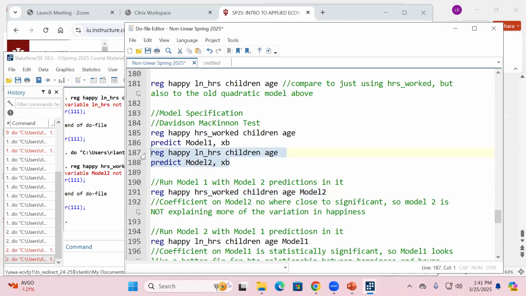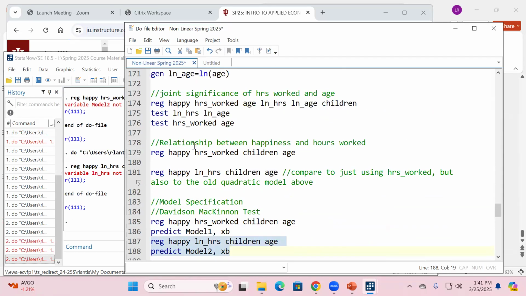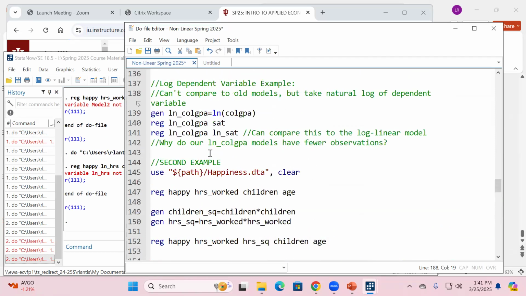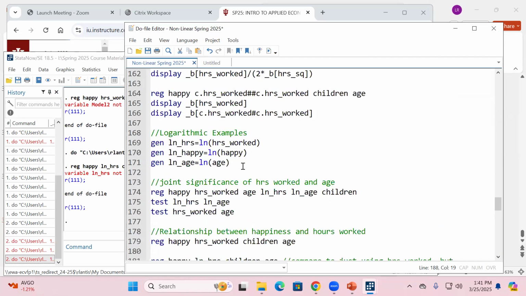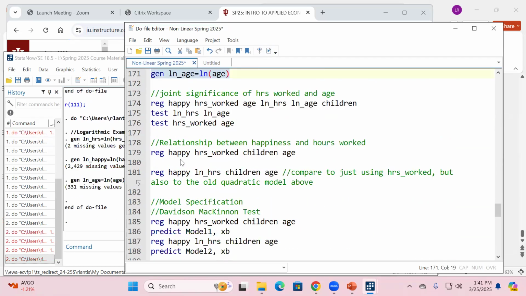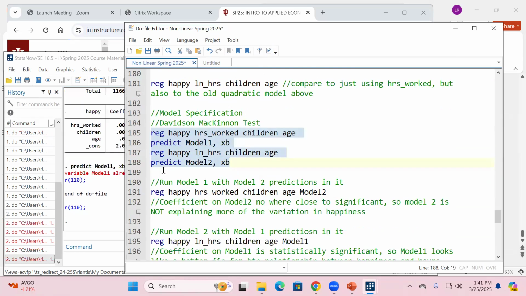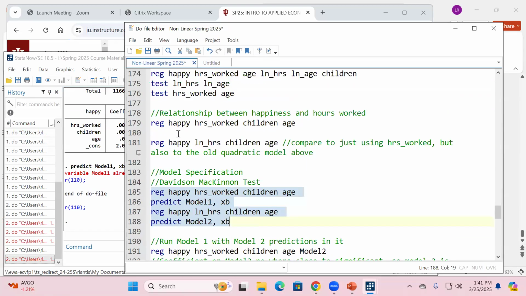Oh, I must not have run this code. There we go. Oh, I didn't like this. Why not? Because I was writing this all out and we didn't actually create this. Hold on. So we left off here. I've got to create the natural log of all these different variables, hours worked, age, happiness, if I want to use them. So we're going to come down here. I'm now going to run both of these models and save their predictions. Of course, I already defined it.